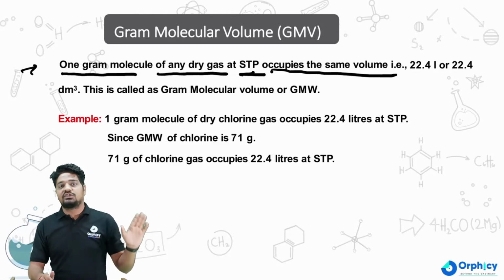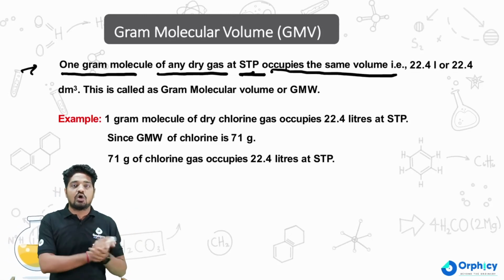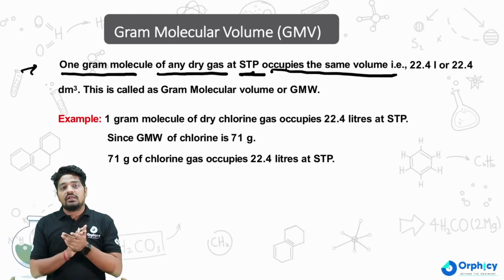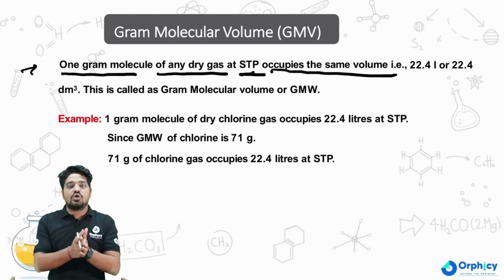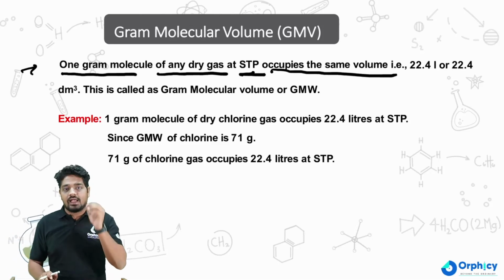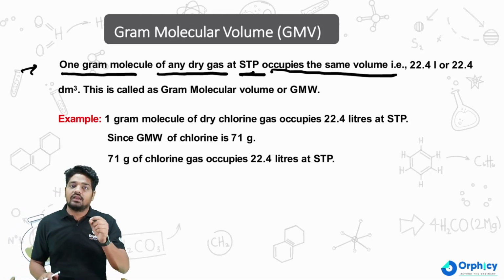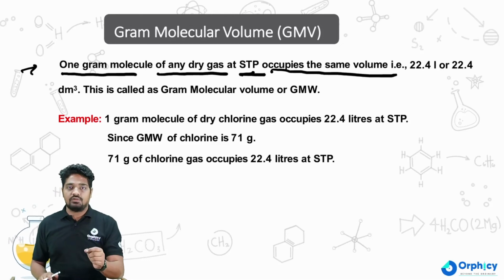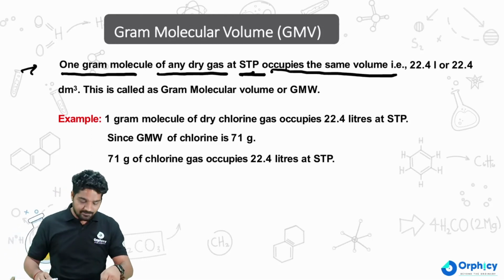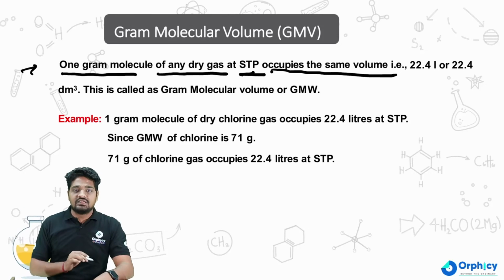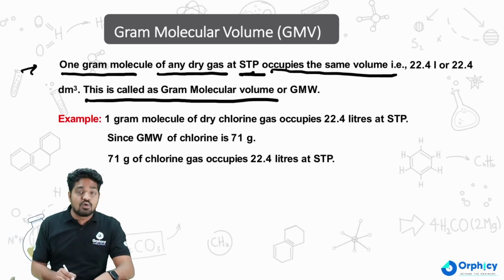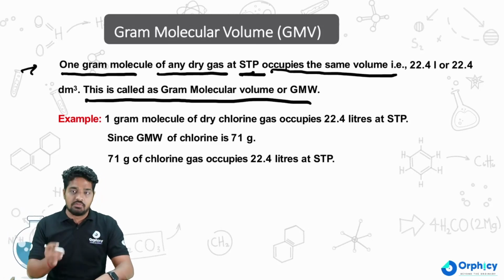22.4 liter ही उसकी volume होने वाली है. And if I talk in the terms of decimeter, so 1 mole of any dry gas at STP will have 22.4 liter, decimeter cube. इसकी volume इतनी होने वाली है. Alright, so this is very simple. This is called gram molecular volume or GMV.